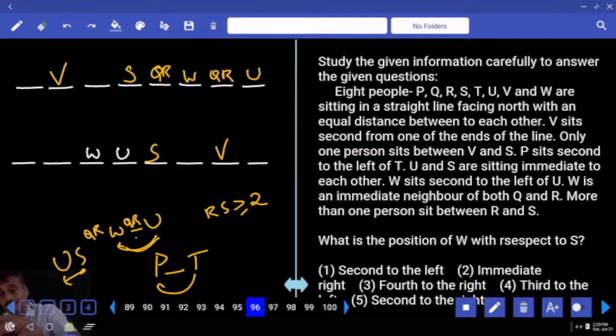Now U and W with one person between. And one person here, Q, R. Then between R and S, minimum two persons. R cannot be to the right-hand side. R is here, Q is here. Then done. U and S, and then P and T. Now P is seated second to the left of T. Questions 96 to 100.